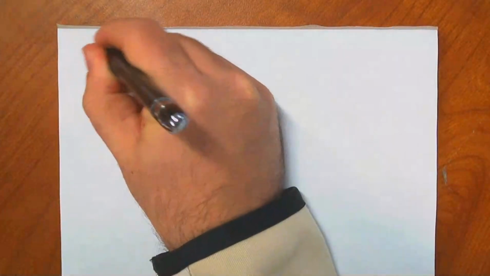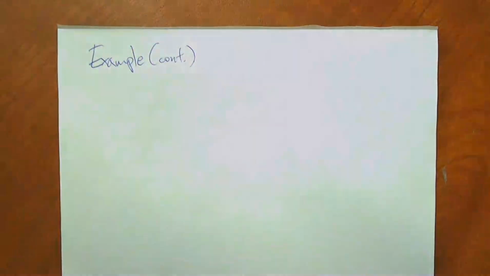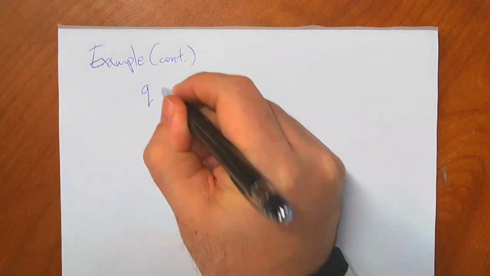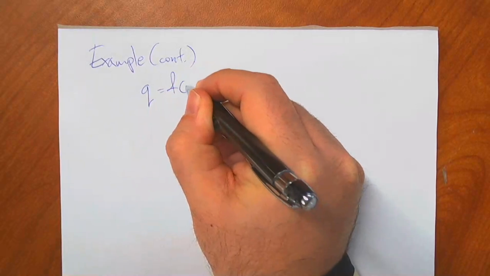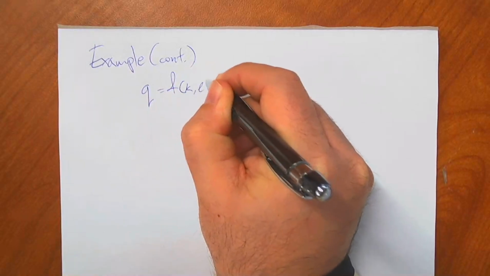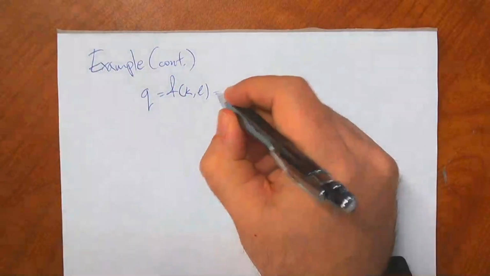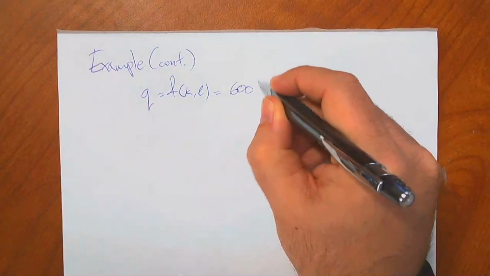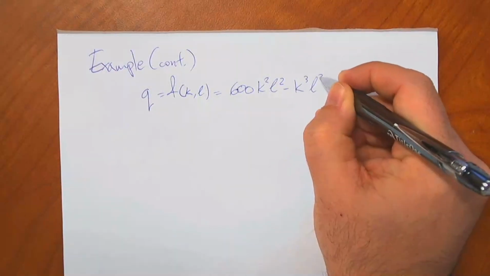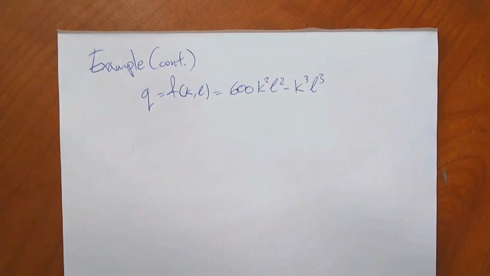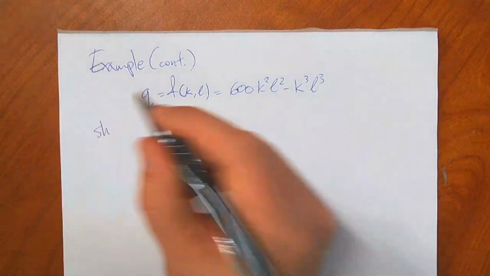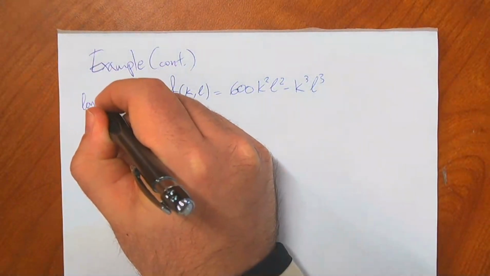So what we stopped at last time, we were working on an example. So I'm going to write here, example continued. And we had this production function Q is equal to f of K, comma L, is equal to 600 K L squared minus K L to the power of 3. Okay, that was our production function. We defined the short run. So you would say that this is a long run production function.